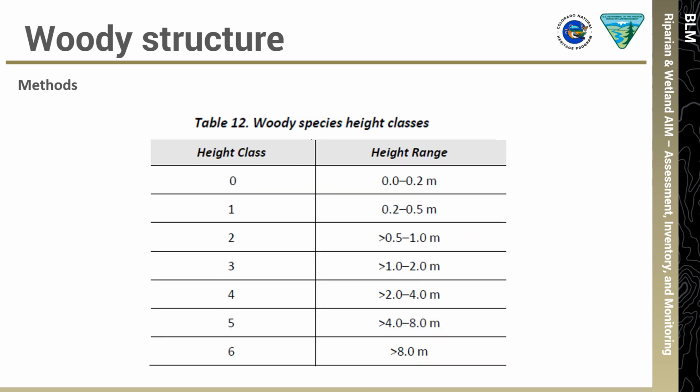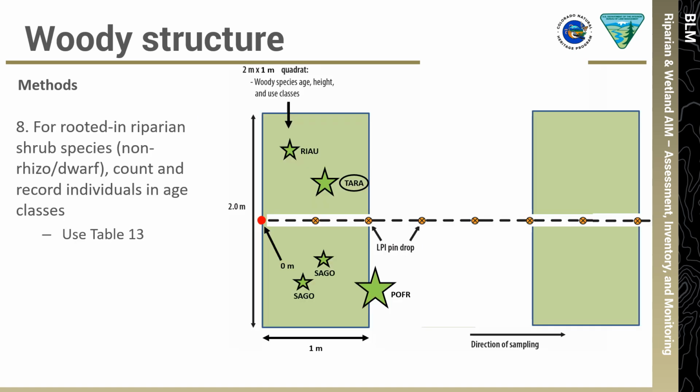Here is the height class table showing the height classes 0 through 6 and the height ranges that they include. For example, height class 0 is 0 to 0.2 meters, height class 1 is 0.2 to 0.5 meters, etc. Step 8 is, for each riparian shrub species, non-rhizomatous or dwarf, with individuals that are rooted in the quadrat, count and record the number of individuals within each age class using Table 13.